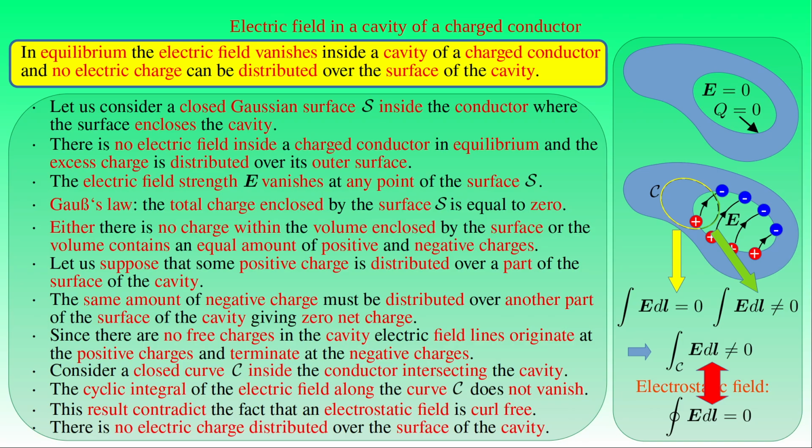We note that a cavity in a charged conductor can still contain electric charges in equilibrium, provided some charge distributed over an insulator or a charged conducting material insulated from the conductor is placed into the cavity.